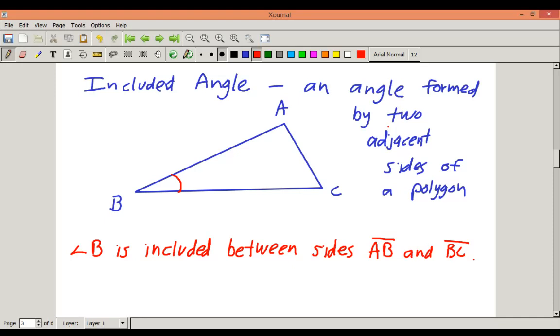So if you look at the triangle that I have here, we would say that angle B is included between sides AB and BC. Okay, so if I move this and I choose this angle, we would say that angle A is included between sides BA and CA. And we can also move over to angle C here, and we would say that angle C is included between sides AC and BC. So that's what it means to have an included angle, and we need to know that vocabulary for our next postulate.